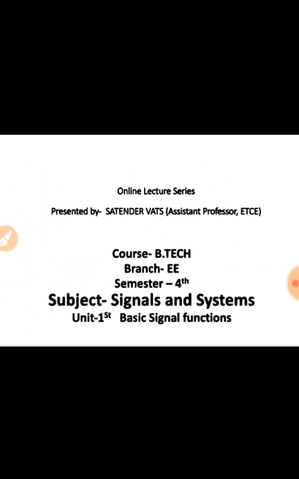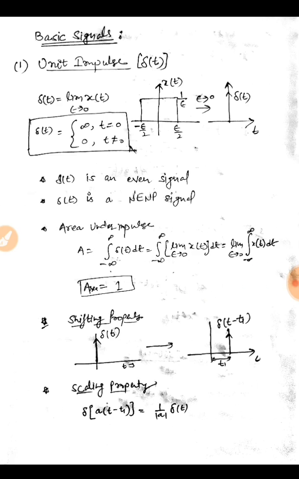In today's video we will see some basic signal functions that we will use throughout the syllabus of signals and systems. It is a part of unit 1 of Signals and Systems for EE 4th semester. So let's see some basic signals. First is the unit impulse signal.